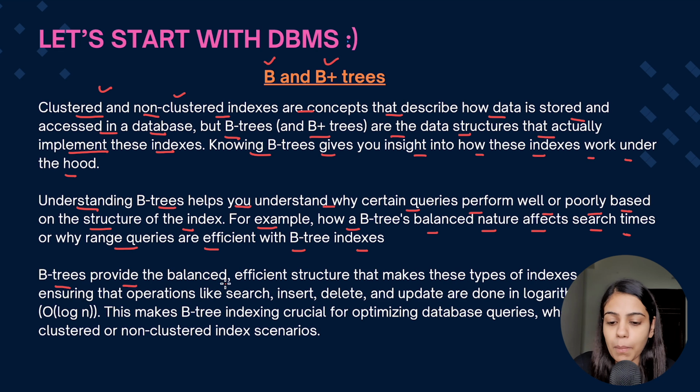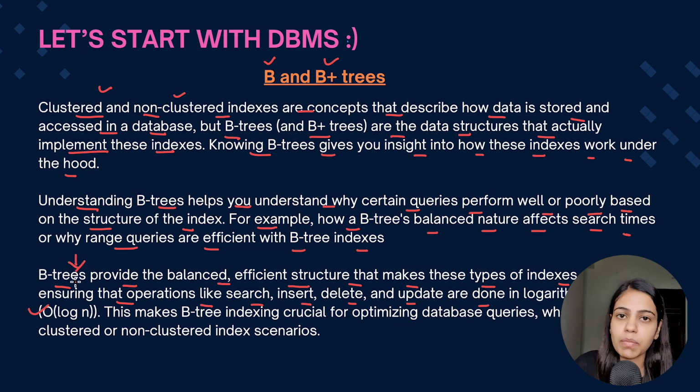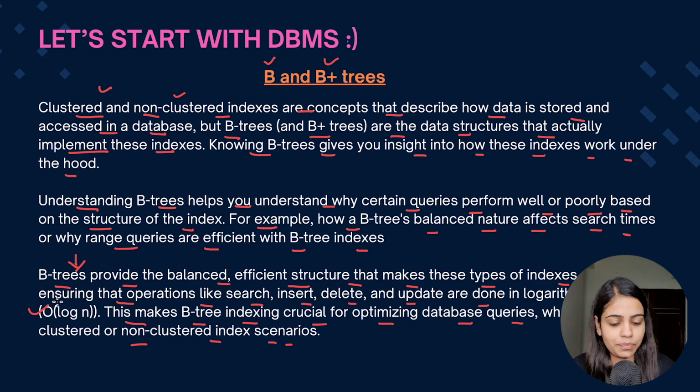Now B trees provide a balanced, efficient structure that makes these types of indexes performant, ensuring that operations like search, insert, delete and update are done in logarithmic time. So all the CRUD operations like create, read, update and delete are performed in logarithmic time whenever we use B tree data structures as part of our index implementation. This makes B tree indexing crucial for optimizing database queries, whether in a clustered or non-clustered index scenario. It really helps us get all those CRUD operations performed in logarithmic time, which is a great time complexity, and we can get our data very fast.